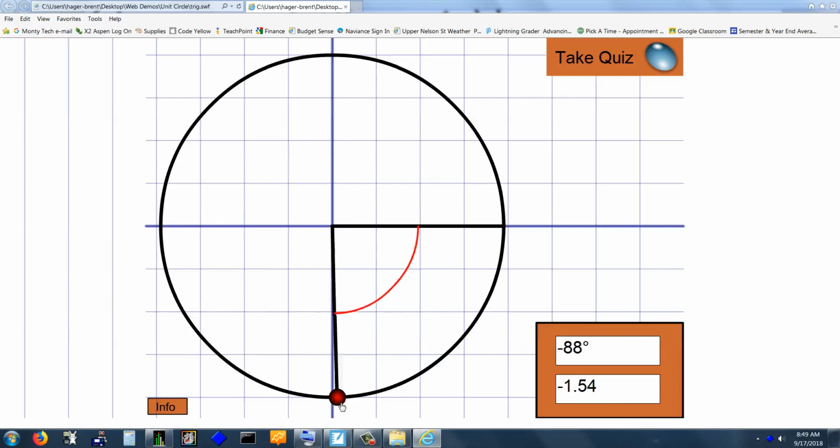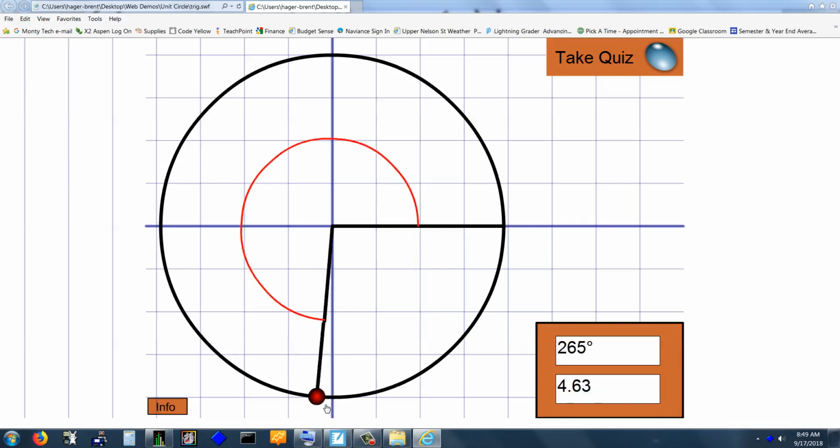If I wanted to talk about this point right here, negative 90. Well, when I drew the unit circle, what was the angle that I labeled that went straight down? I didn't label it negative 90. I labeled it as 270. It's the same thing. Negative 90, positive 270. If you're thinking in terms of trig, they're the same number.